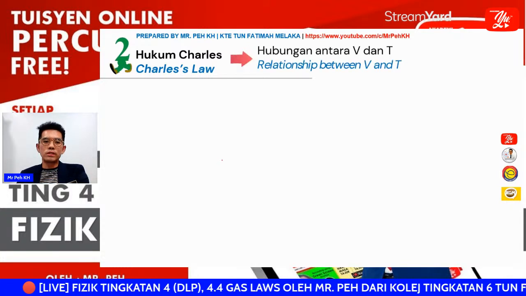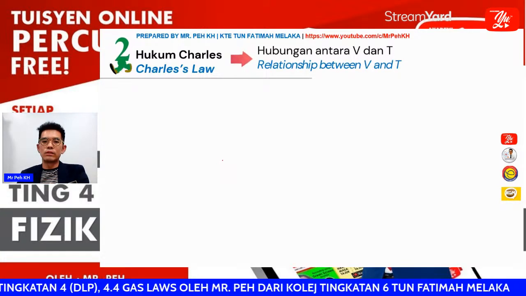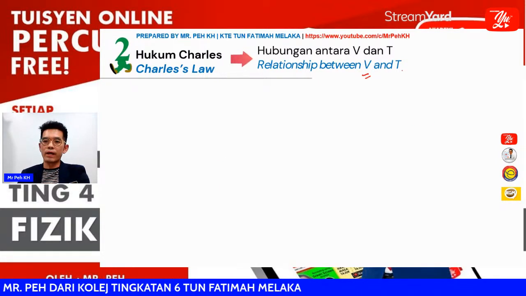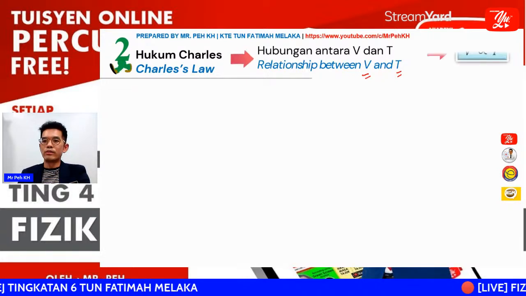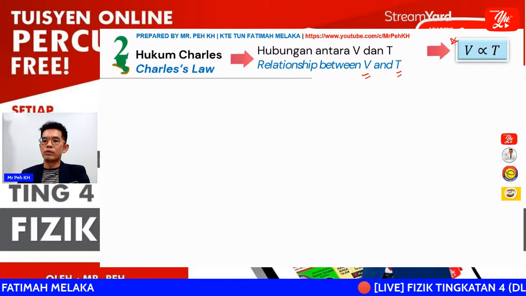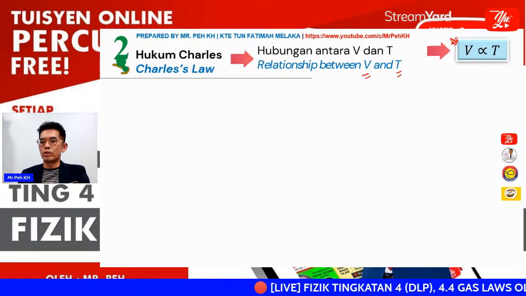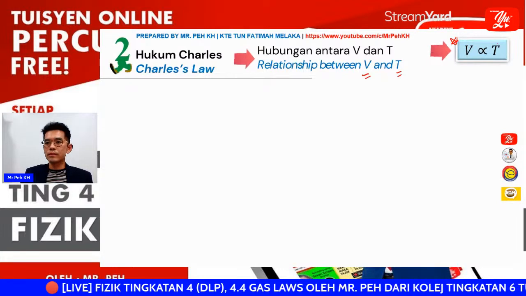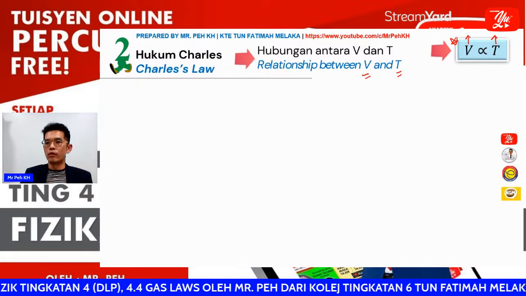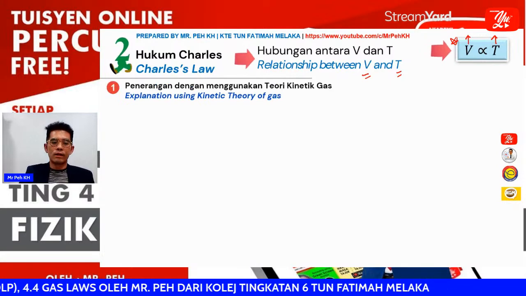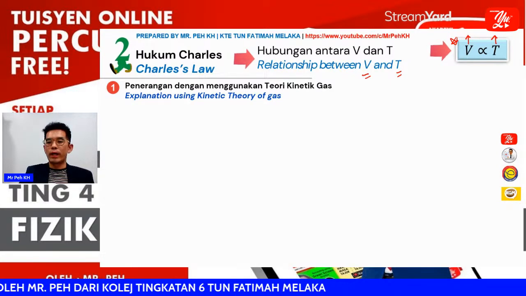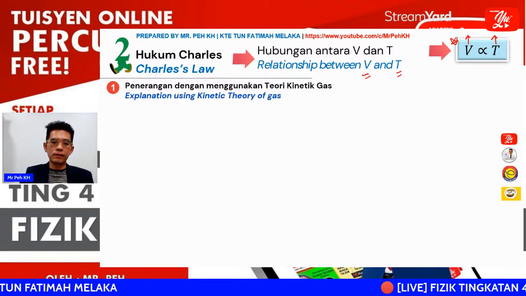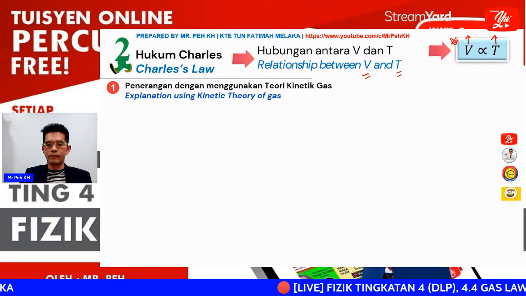As mentioned just now, in Charles' law we study the relationship between V and T, volume and temperature. The relationship can be represented by this equation, which is directly proportional. That means when the temperature increases, volume will increase. Charles' law can also be explained by using the kinetic theory of gas.